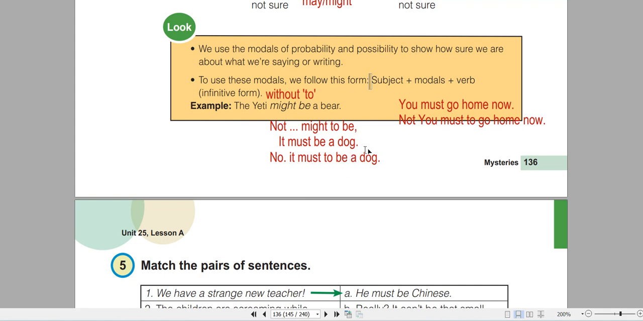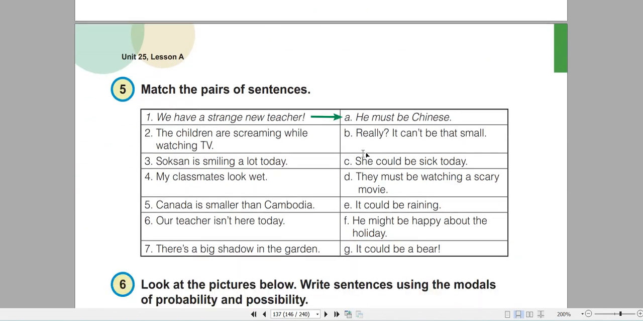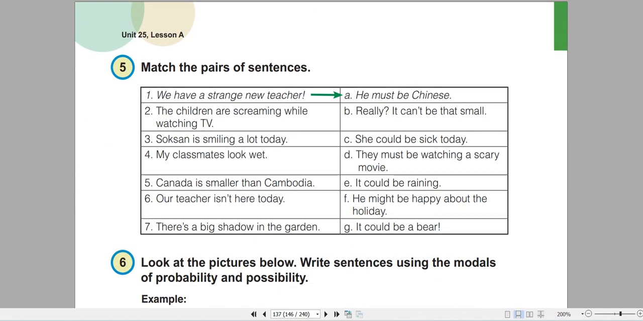Or you must go home now. We don't say you must to go home. So here we don't use to with the infinitive form when we use a modal auxiliary verb. So we continue to number five. In number five, match the pairs of sentences. Match the pairs of sentences.